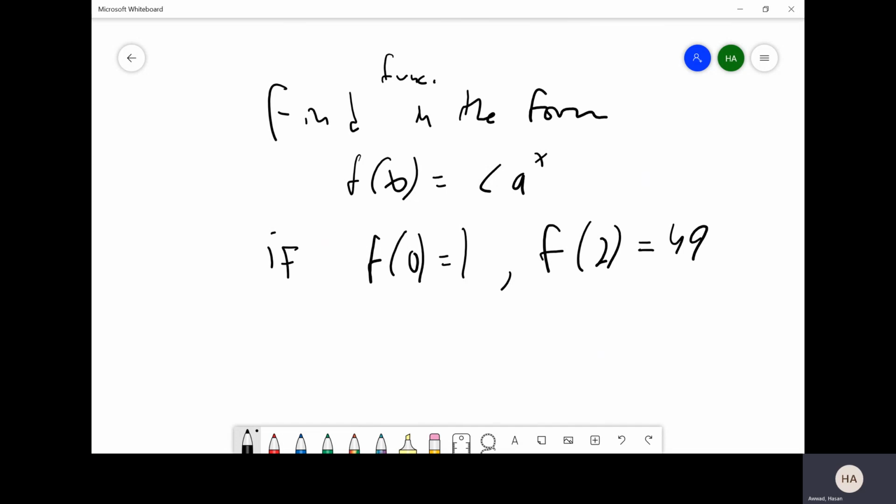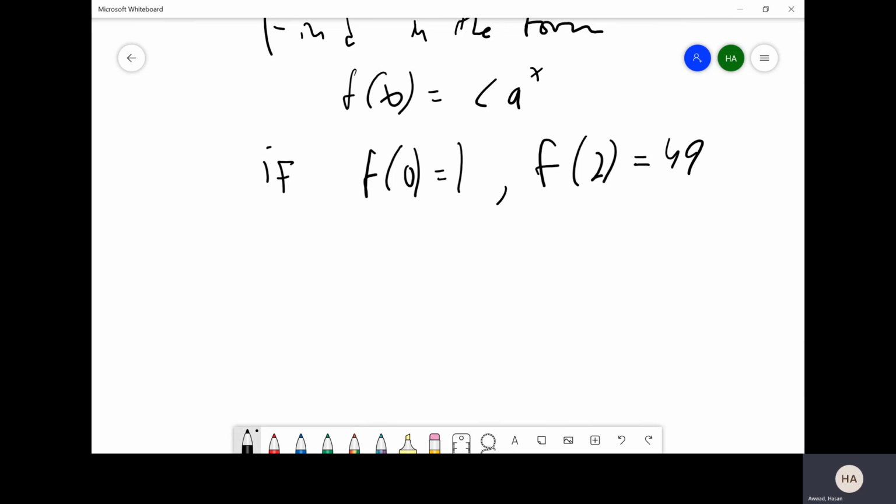So what I'm going to do first here is use my f of 0 is equal to 1, and I'll explain why I'm going to use that first in a second. But if you decide you wanted to use f of 2 is equal to 49 first, that's not incorrect, and I'll show you why shortly. Okay, so I know I will need to get in the form f of x is equal to c times a to the x.